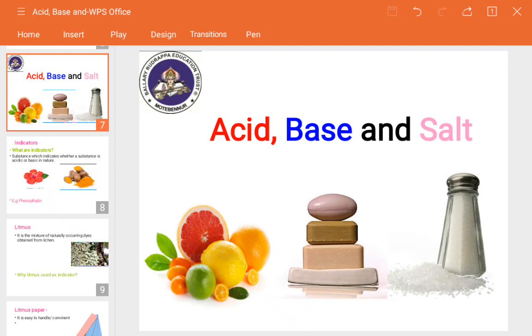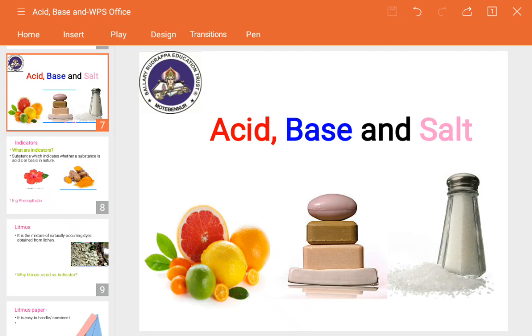Today we are going to start the next portion of acid, base, and salt. In the previous sessions, we have studied what acids, bases, and salts are. Till now we have got to know where acids and bases occur in our daily life. Now, which things are naturally present in nature and how can we test them? Those things we are going to see today.